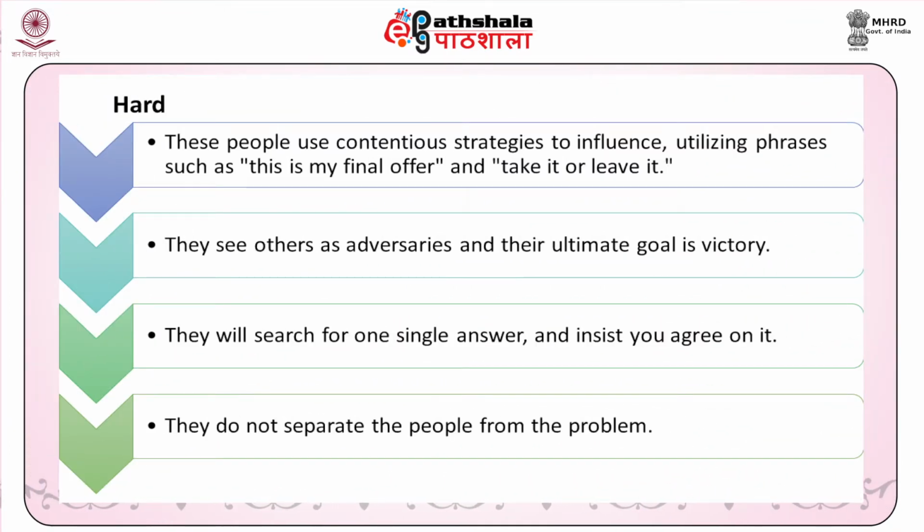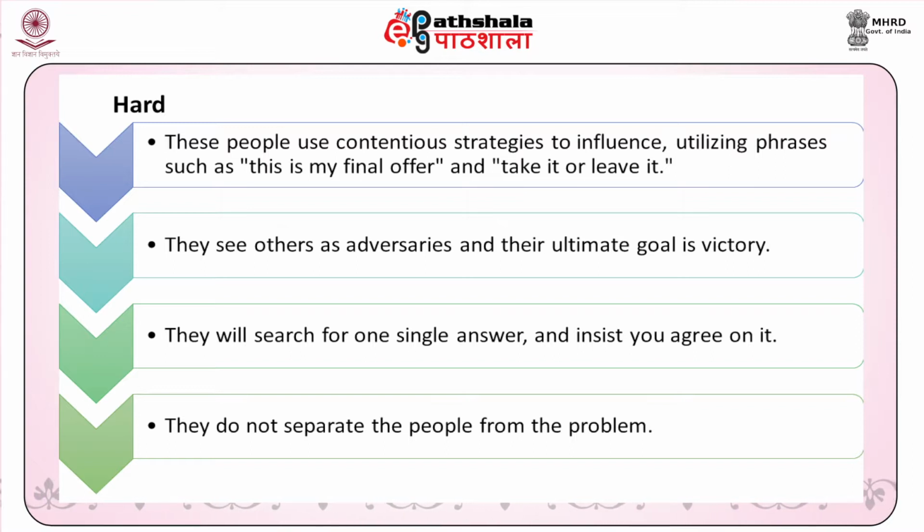Next is hard bargainers. These people use contentious strategies to influence, utilizing phrases such as "this is my final offer" and "take it or leave it." They make threats, are distrustful of others, insist on their position, and apply pressure to negotiate.